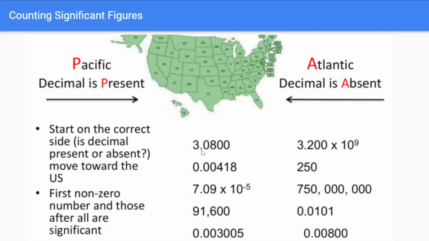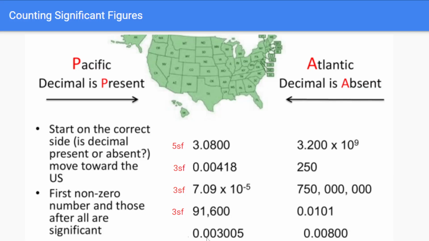Example, decimal, Pacific side, count left to right. 1, 2, 3, 4, 5. Decimal present, count from the Pacific side, left to right. We start at our first non-zero, 1, 2, 3. Scientific notation, we only count the coefficient. Decimal present, 1, 2, 3. No decimal, count from the Atlantic side. At our first non-zero, 1, 2, 3.